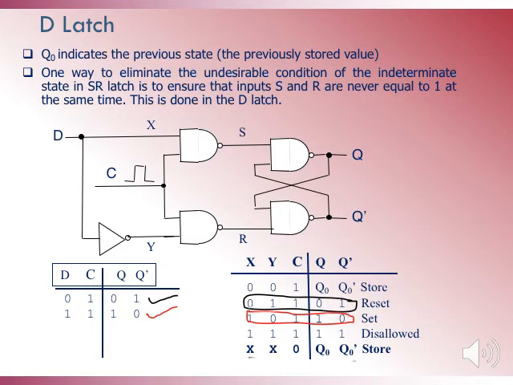Now with C equals 0, whatever may be the value of X and Y, in this case D, we have the storage condition, that is Q equals Q0 and Q bar equals Q0 bar. So what we conclude is, whatever is the value of D, that we get at the output Q.